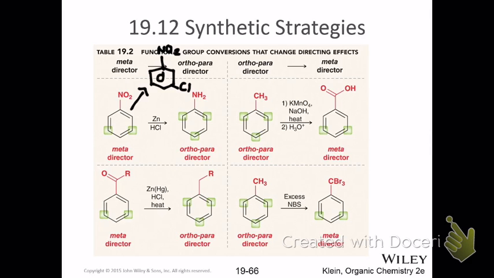It's a little bit more complicated. We haven't covered the reactions yet. But basically, you form an acyl halide out of it, and then once you have the acyl halide, you can reduce it back to the methyl group. Okay?